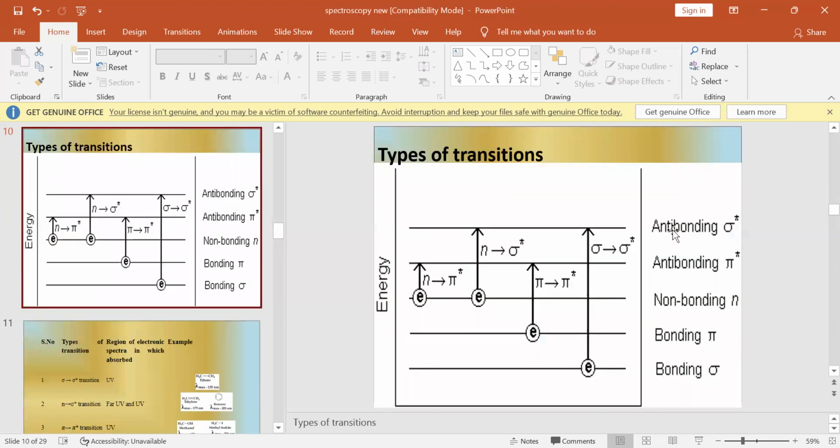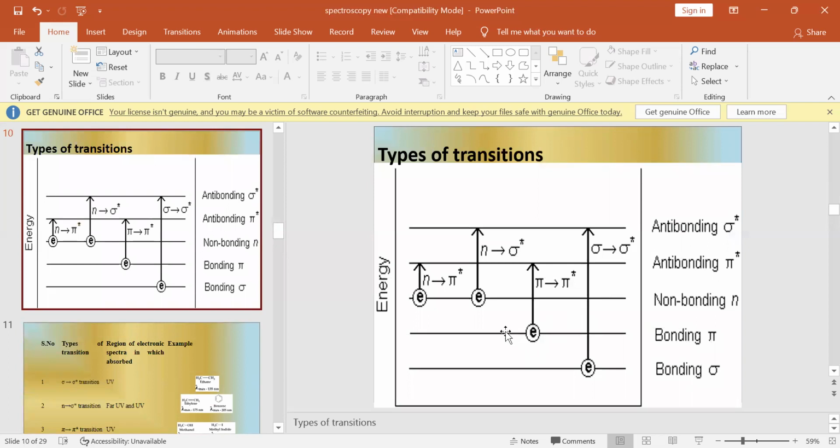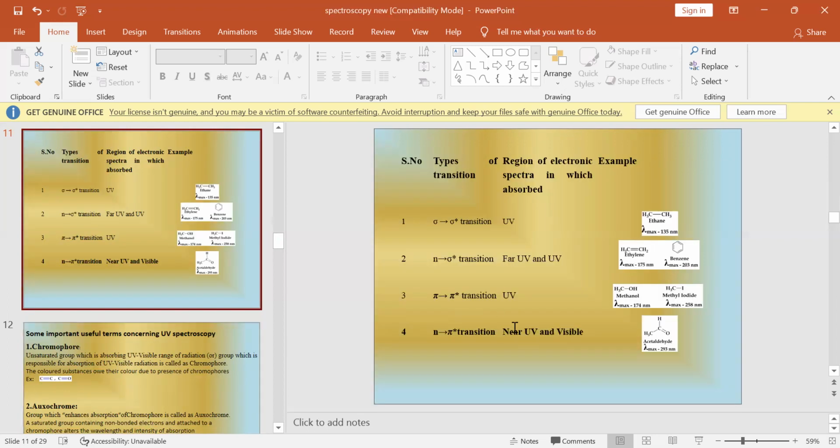Next, coming to the second type of transition, that is n to sigma star transition. An electron excitation takes place from a non-bonding orbital to an anti-bonding sigma orbital. This is a symmetry forbidden and low intensity transition. This is found in saturated compounds containing a heteroatom with unshared pair of electrons. Here the examples we can take are saturated halides, alcohols, amines. For example, CH3OH, anything you can take.